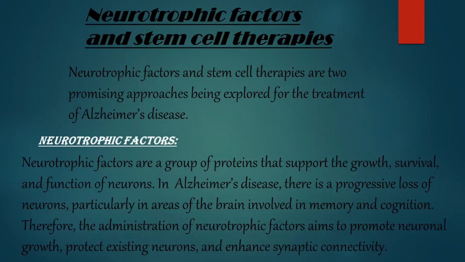Neurotrophic factors and stem cell therapies. Neurotrophic factors and stem cell therapies are two promising approaches being explored for the treatment of Alzheimer's disease. Neurotrophic factors are a group of proteins that support the growth, survival, and function of neurons. In Alzheimer's disease, there is a progressive loss of neurons, particularly in areas of the brain involved in memory and cognition. Therefore, the administration of neurotrophic factors aims to promote neuronal growth, protect existing neurons, and enhance synaptic function.